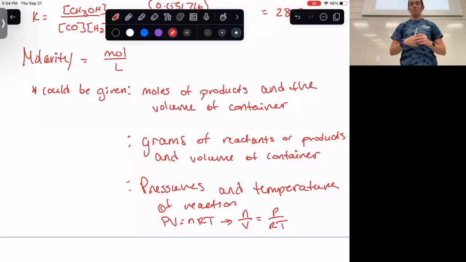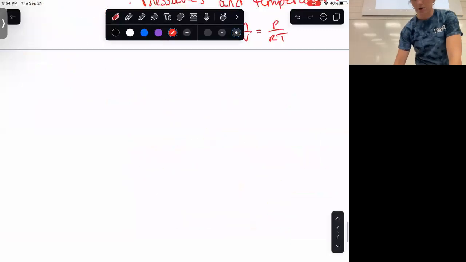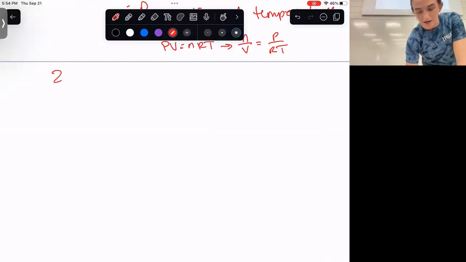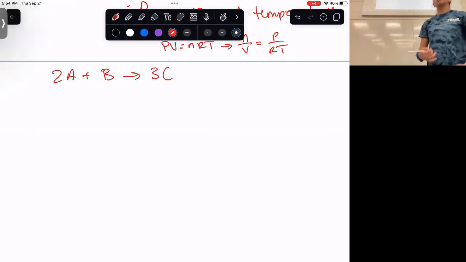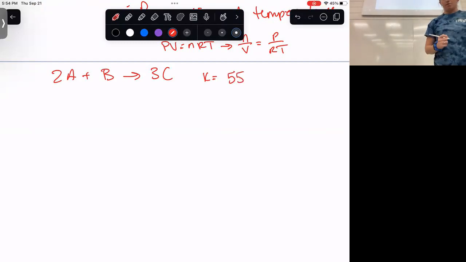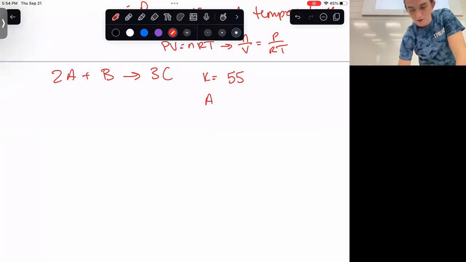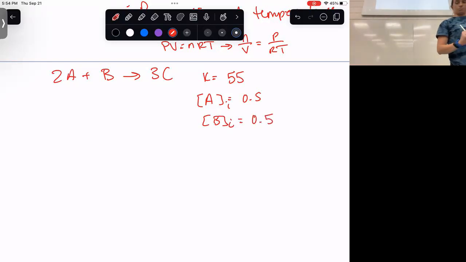Yes, so I can kind of show you how to do that. We won't solve one because I don't think you've talked about it yet, but we could be given something generic. We could have 2A plus B goes to 3C. We could be given that K is equal to 55, and A initial is 0.5 and B initial is 0.5. Then we want to know the concentration of C at equilibrium.